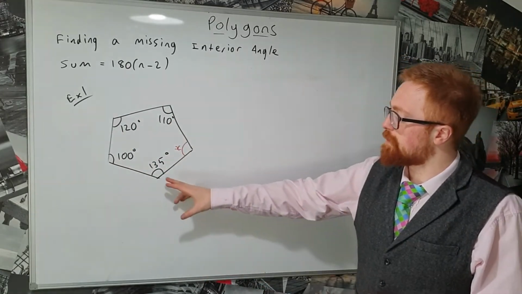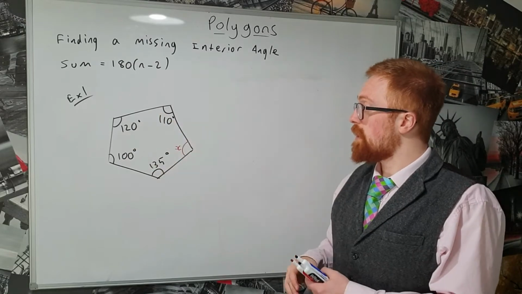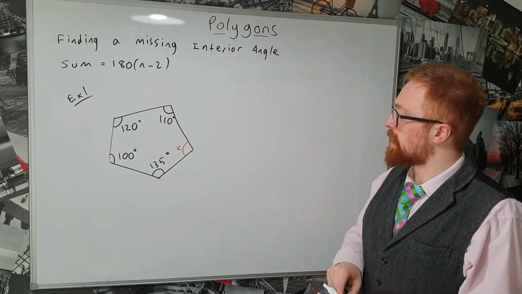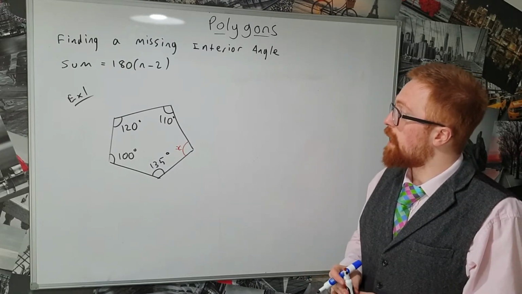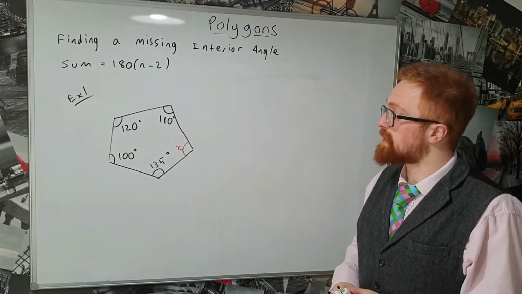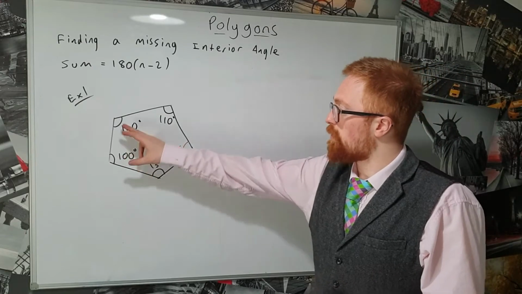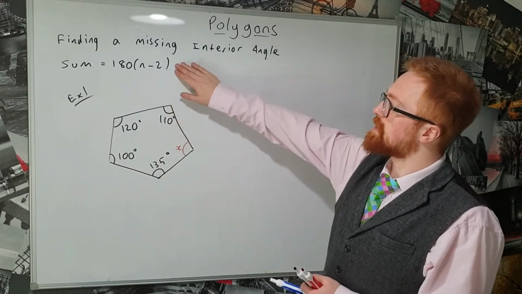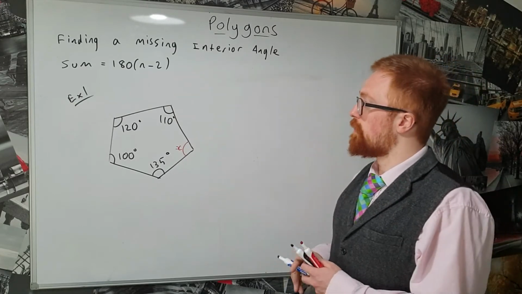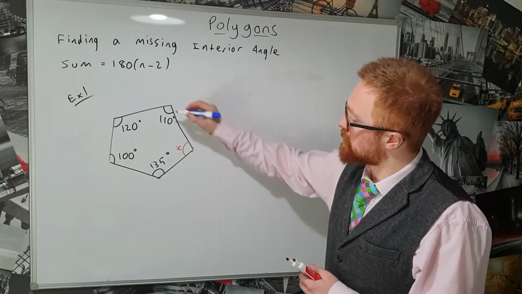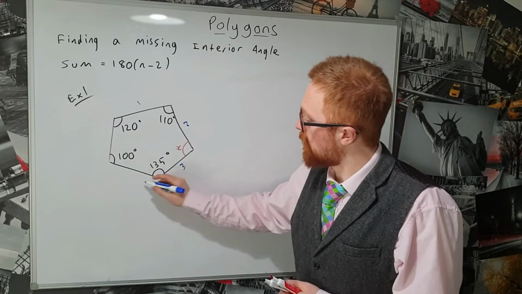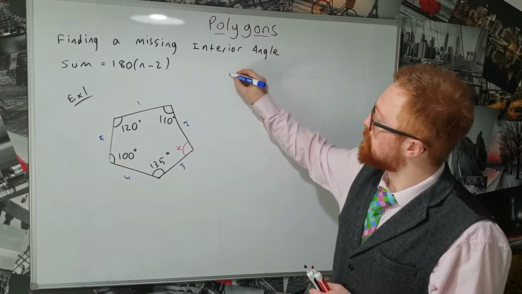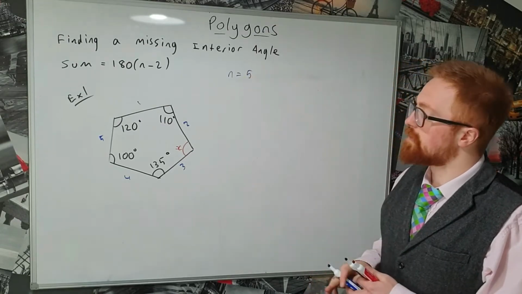So in this first example we're given 4 of the 5 angles in our pentagon and we're asked to work out what this 5th angle is here. So the first step we need to take is to figure out what all 5 of these add up to. And to do that, you guessed it, we're going to use this handy formula here. So we have 1, 2, 3, 4, 5 sides in this polygon. So that tells me that n is equal to 5.